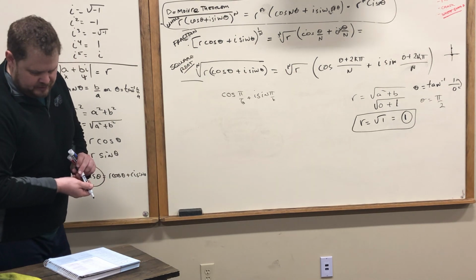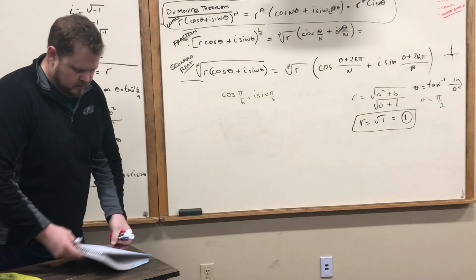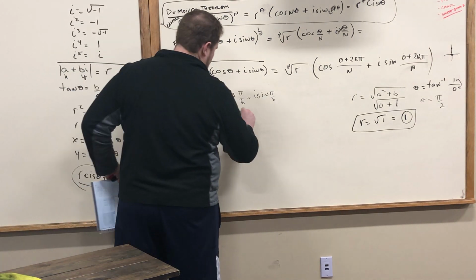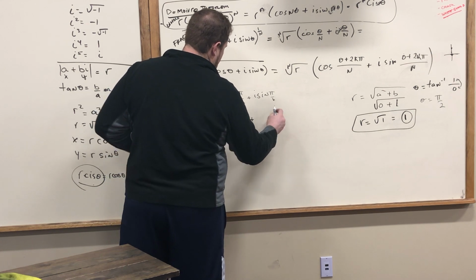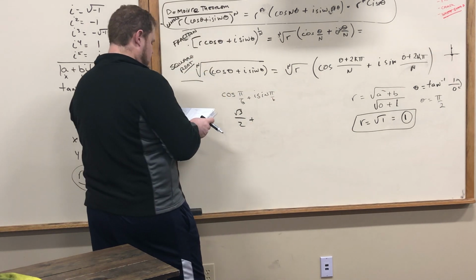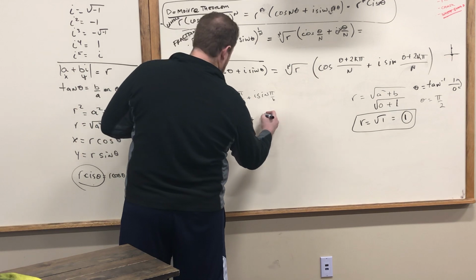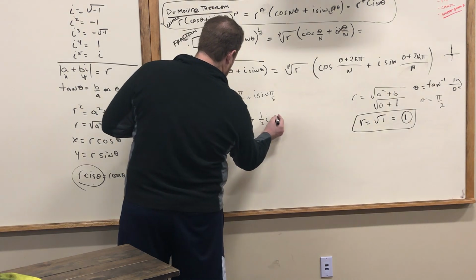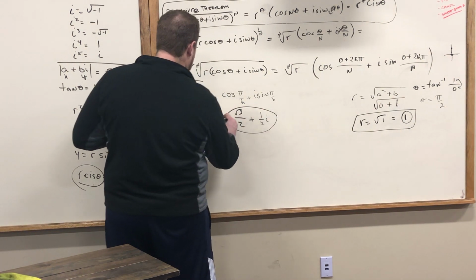Cosine pi over 6 is going to give you square root of 3 over 2, plus sine pi over 6 is 1/2, right? So it's going to be 1/2 i. So that's your first set of complex numbers.